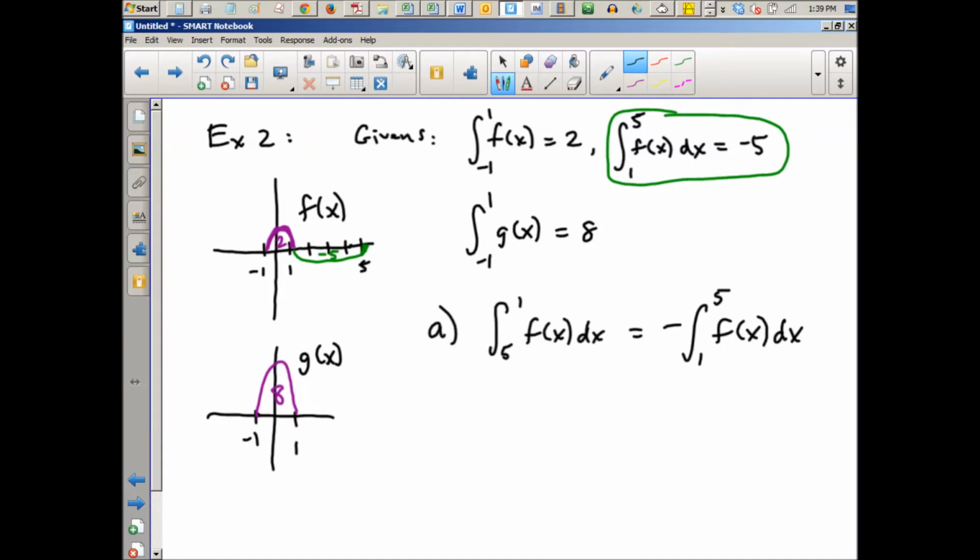So I just rewrote the question. And then I've already been given that this part was 2. That was given. I'm sorry, negative 5. It's up above. So this is green. Yeah, negative 5. Okay, so this gives me basically negative of negative 5. So the answer is 5. Let's look at part B.